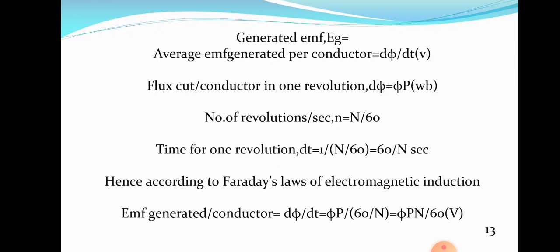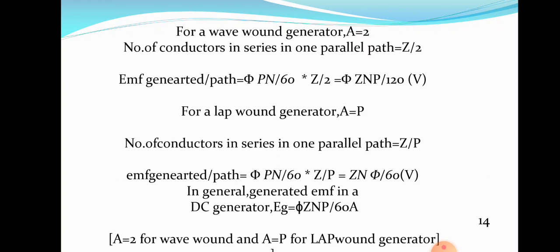So please understand, there are so many conductors in a DC generator. This is not the final equation. This is the EMF generated per conductor of a DC generator. We know that there are two types of armature winding, lap winding and wave winding. So we have to calculate the EMF for wave winding armature and lap winding armature separately. First of all, we are going to concentrate on wave winding armature. For a wave wound generator, the number of armature parallel paths is equal to 2, which is always fixed.